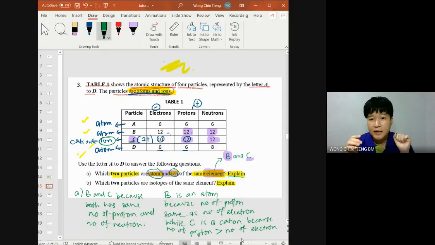First, why they are the same element, same proton, same neutron. Second, why atom and why ion. Okay, sebab tu dari awal saya tanya dulu siapa atom, siapa ion.